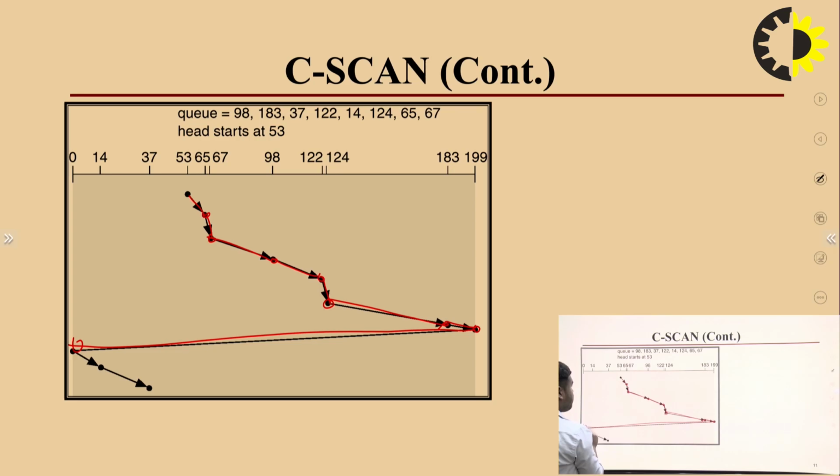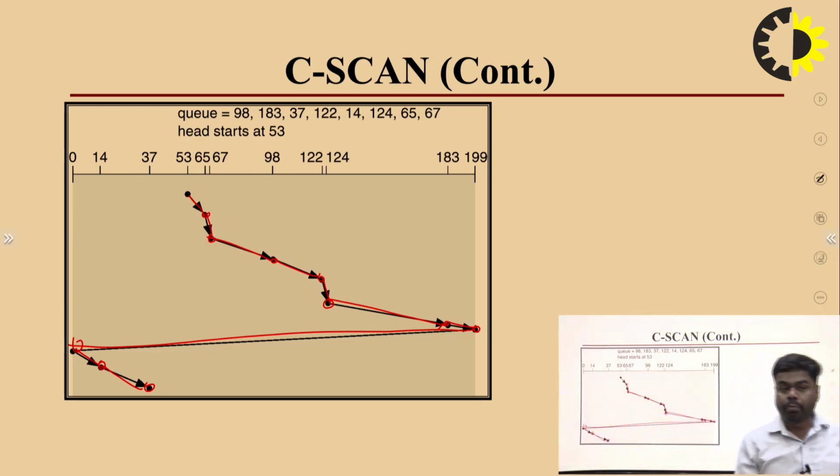This is the main part of C-SCAN: 0 to 14, 14 to 37. This is the most important part of C-SCAN, that if you have reached one end, you have to go immediately to the first end. Then you go to the other queue part where it is given.